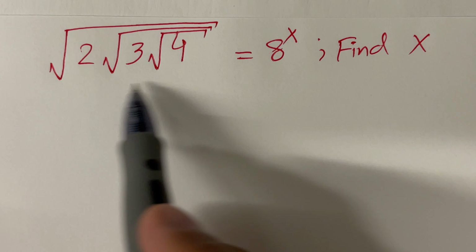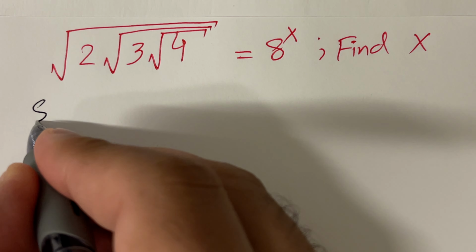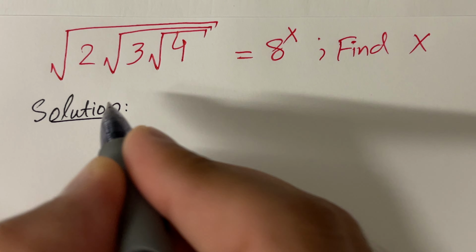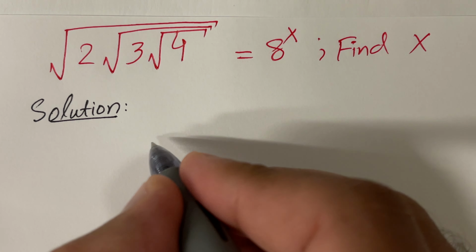In this video, we want to solve this nice radical equation. We are given a bunch of radicals on the left side of this equation and we want to solve it. We want to find the values of x. So let's solve it. Let me rewrite the given equation.